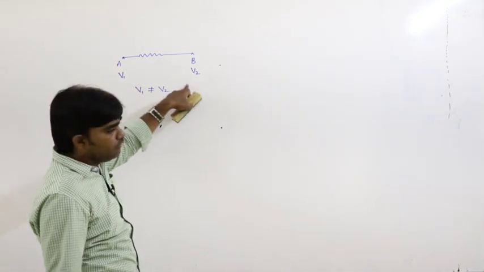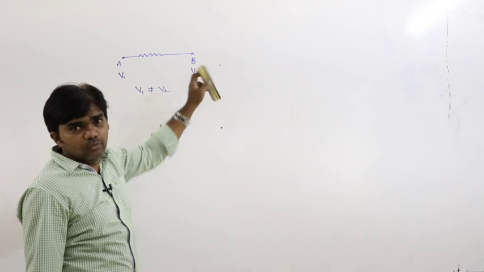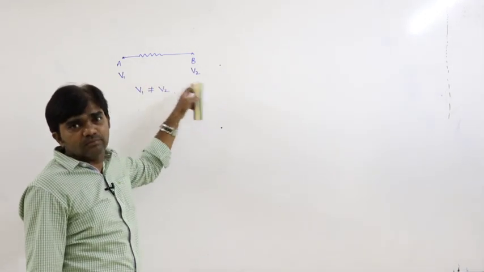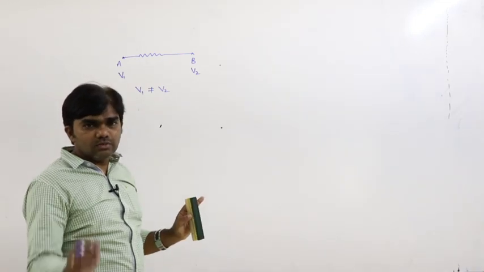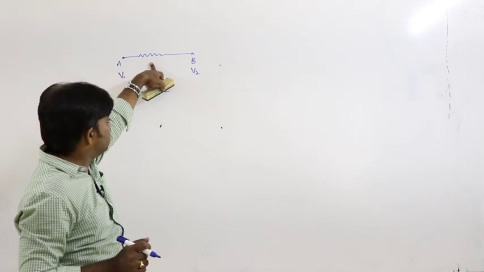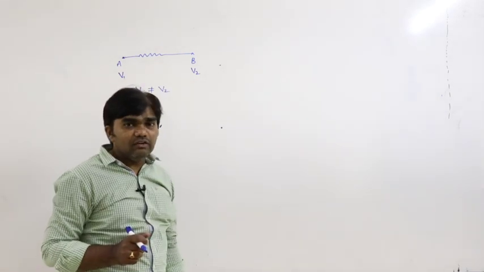If V1 is greater than V2, current flows from A to B. If V2 is greater than V1, current flows from B to A. So that is the important thing. If there is the existence of the resistance, V1 does not equal V2.